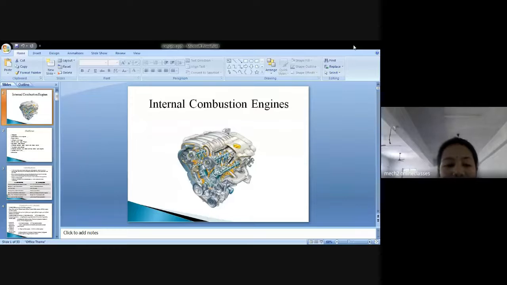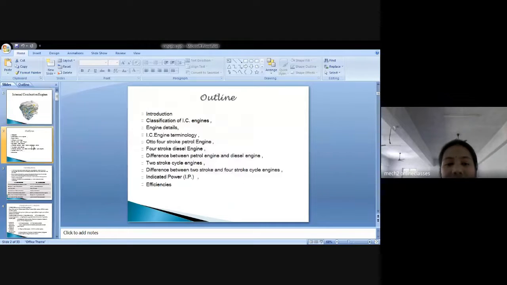So a heat engine is nothing but what we have as a definition. So we see the outline today: introduction and classification of IC engines, engine details.